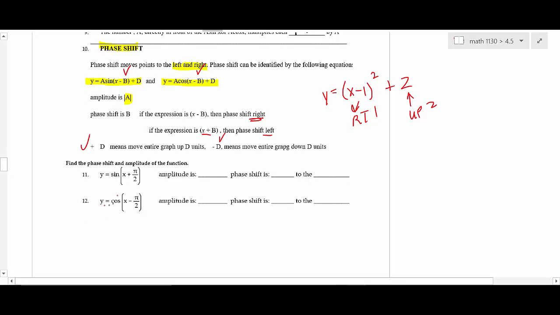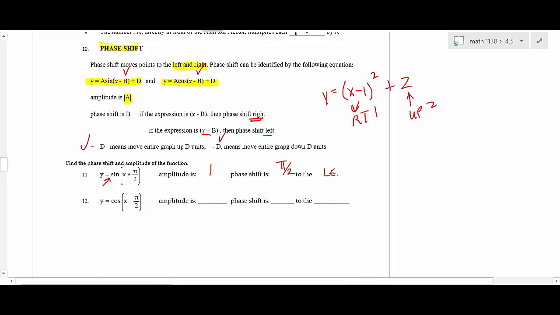So before we get into graphing, let's just look at this then. So first of all, what is the amplitude on number 11? That's the number in front of the sine, so that's 1. Okay, what's the phase shift? Which number represents it? Pi over 2. Which way? Left. Okay, so we're going to say pi over 2 to the left.